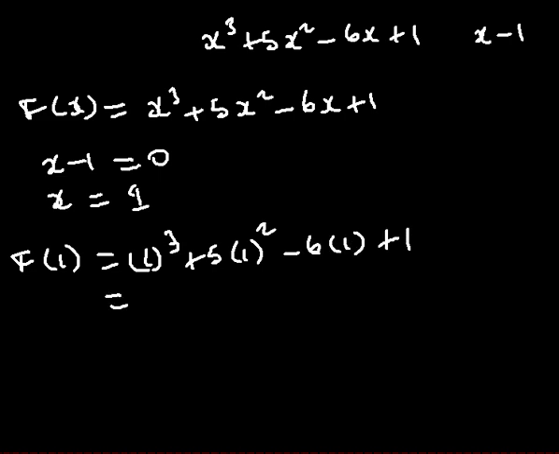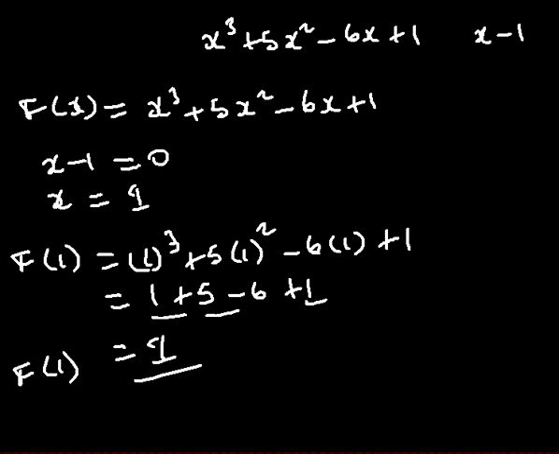So in this case, this is 1, we have 5, negative 6 and plus 1. 1 plus 5 is 6, minus 6 is 0, plus 1 is 1. So in this case, the remainder f of 1 should be 1. Which means whenever this polynomial is divided by this, the remainder is 1. So keep that in mind.